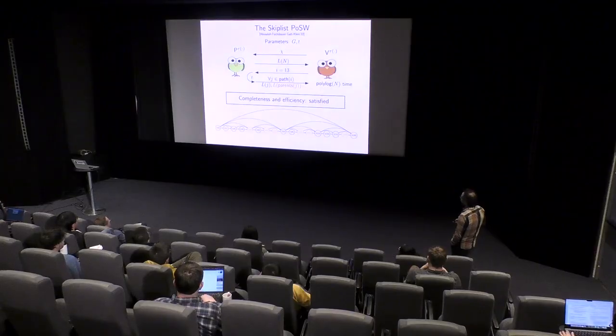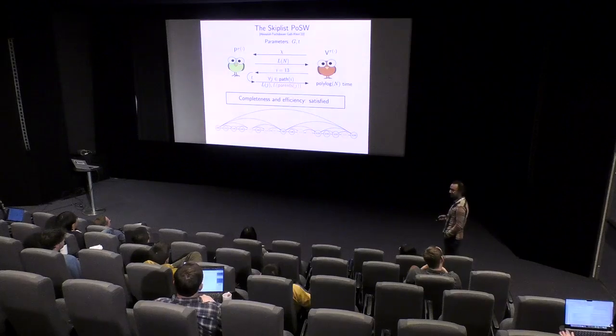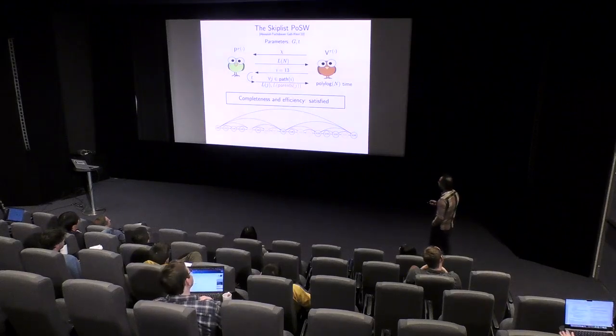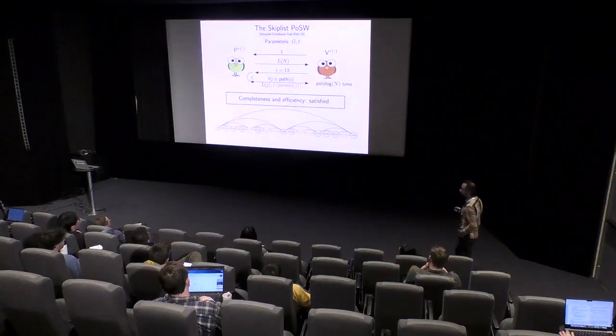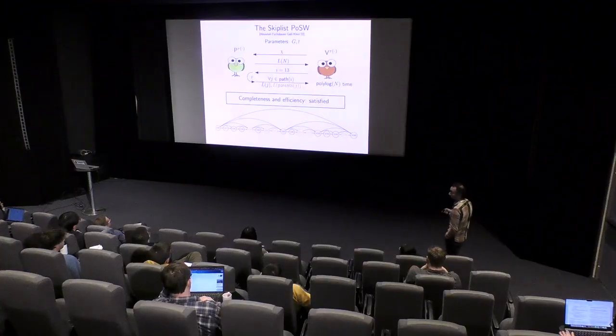This is a very small example. You can see for each challenge, you almost send the entire graph. But I have to remind you that the shortest path in a graph of n vertices is logarithmic, and the in-degree of the graph is logarithmic, so the proof size is log squared. So it's still polylog.